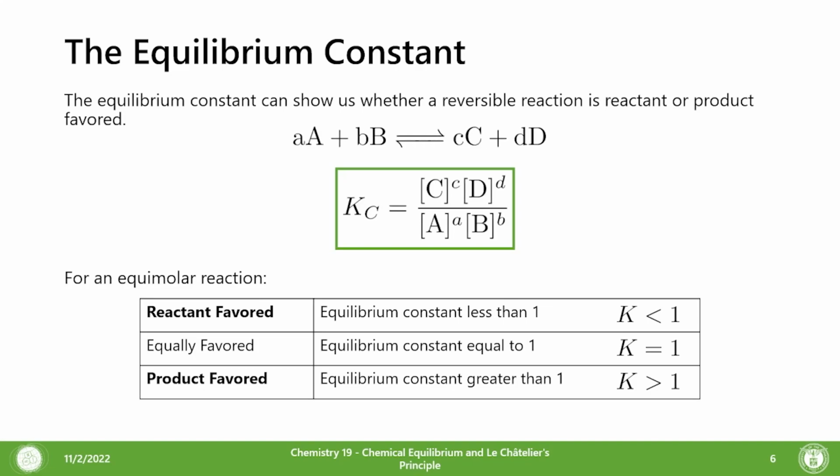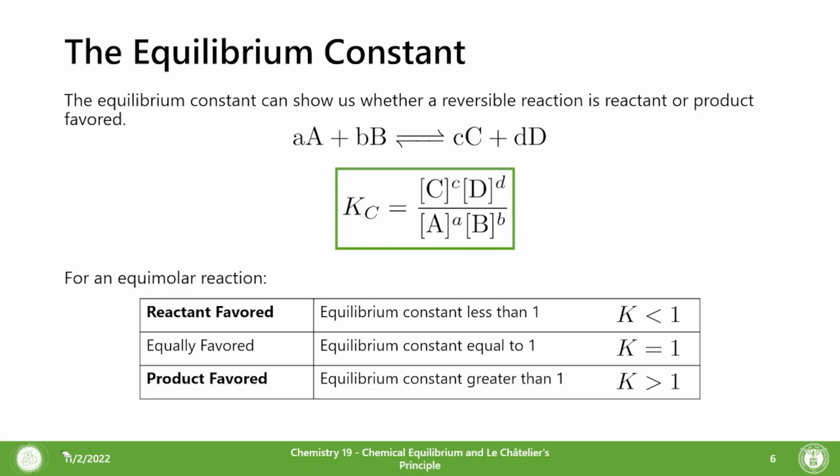Okay, so if we have, for example, an equimolar reaction, and we have a K that is less than 1, so when K is smaller than 1, therefore the denominator is larger. And therefore, it's reactant favored because the denominator is larger, which contains our reactant concentrations. If it's equally favored, then most of the time, the equilibrium constant would be equal to 1 for an equimolar reaction. Okay, so both the numerator and denominator are equal.